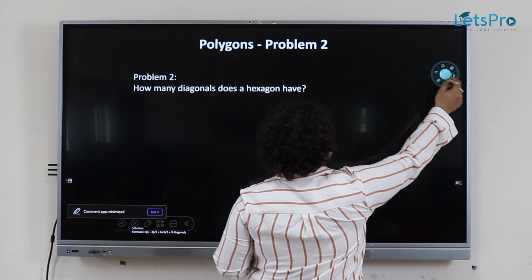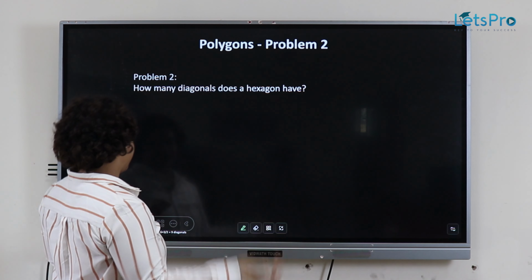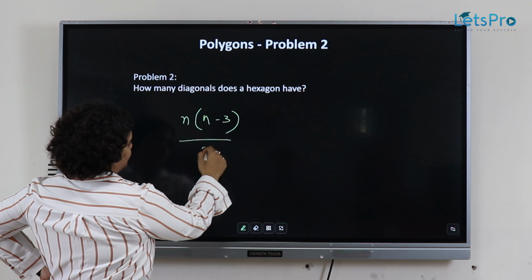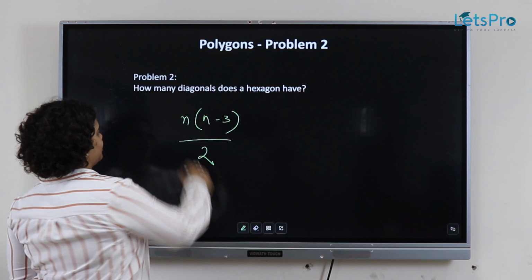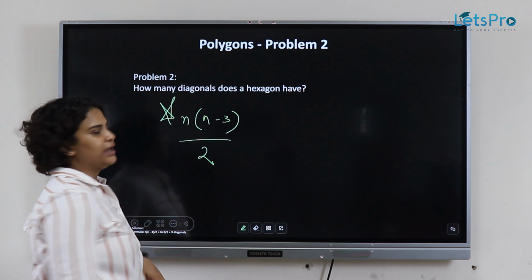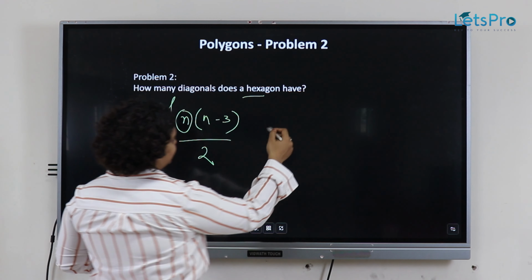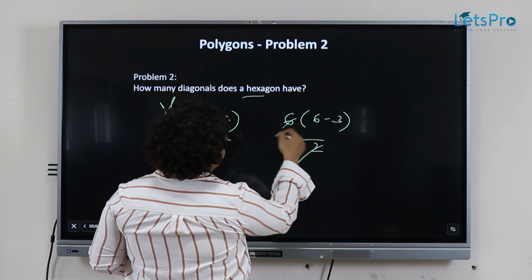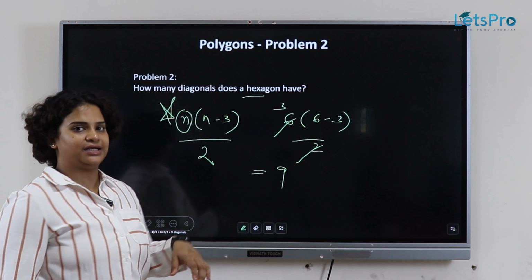Next, how many diagonals does a hexagon have? Now to find this, the formula is n into n minus 3 by 2. My bad, I happened to forget to put this part there. Just make a note of this, n into n minus 3 by 2. So this n is nothing but hexa. Hexa means 6. So 6 into 6 minus 3 by 2. So this and this go, this becomes 3 and this will be 9. So you will have 9 diagonals.